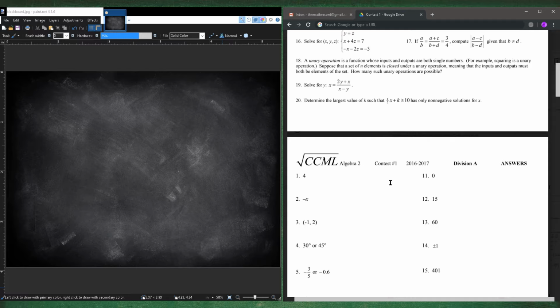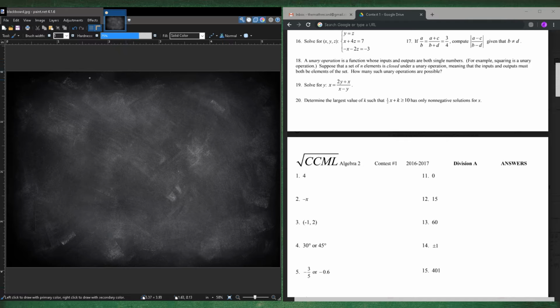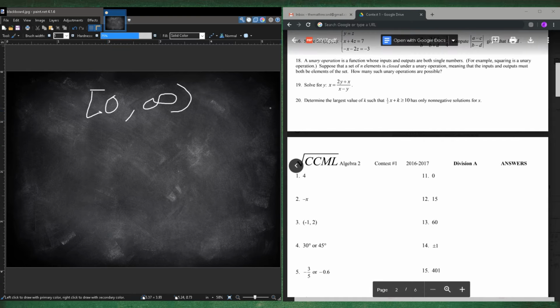Question 20. Determine the largest value of k such that 1 plus 1/2 of x plus k is greater than or equal to 10 has only non-negative solutions for x. Non-negative solutions for x means 0 to any positive number, so technically the solution set is 0 to infinity. Plug in x equal to 0 and you get 0 plus k, so k has to be greater than or equal to 10. And you plug in infinity. Infinity is just a really big number, so infinity plus k is a big positive, and a big positive is greater than 10. So infinity works. So k just has to be greater than or equal to 10.